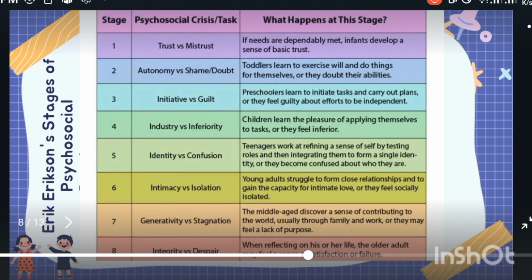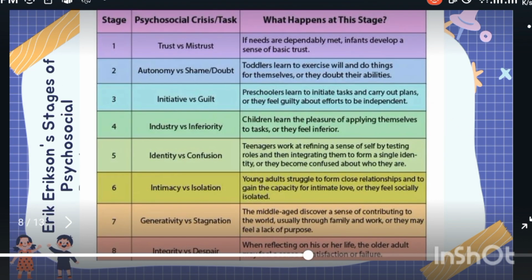At this stage, if needs are dependably met, infants develop a sense of basic trust. When the needs are fulfilled, the infants who are developing will have a sense of basic trust at this stage, if the child has the basic needs and requirements of this stage. In the second stage, toddlers learn to exercise will, meaning their power, and do things for themselves, or they doubt their abilities.